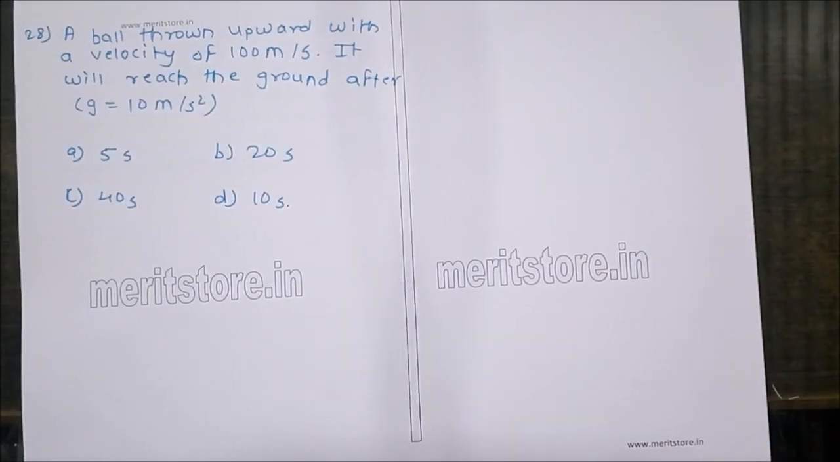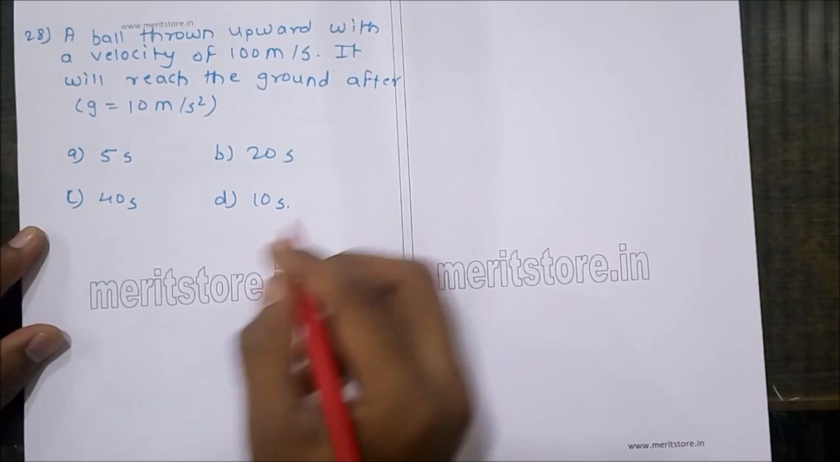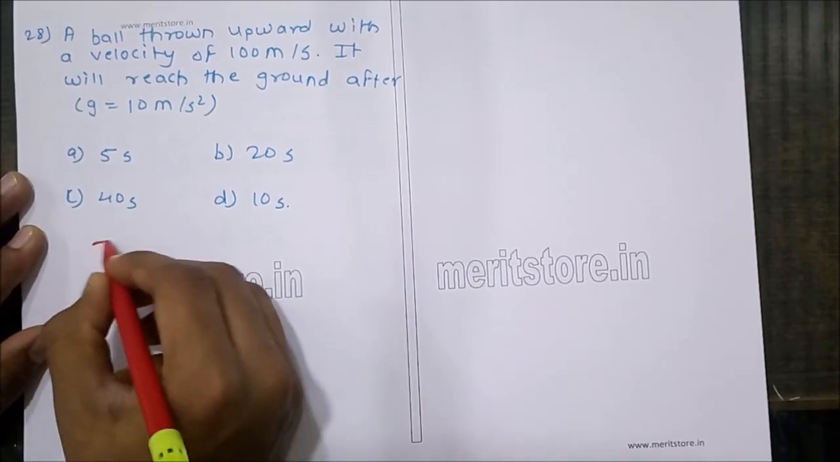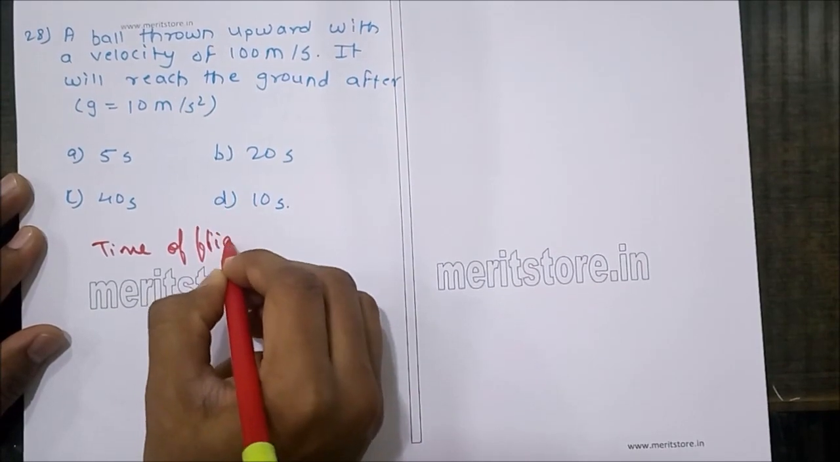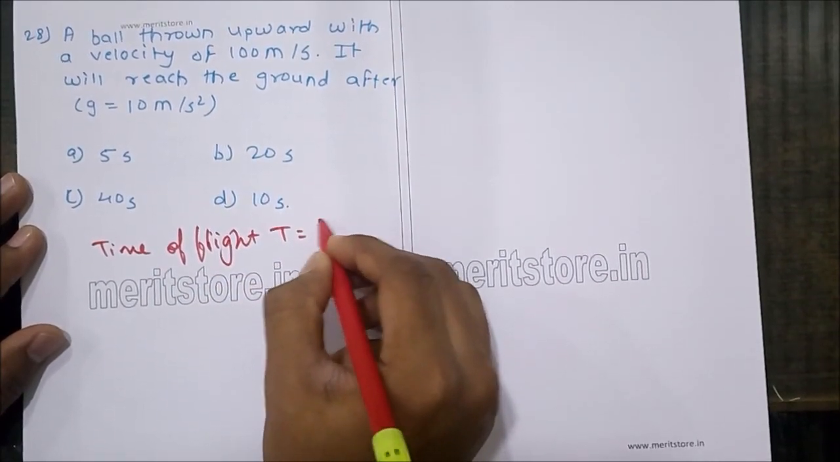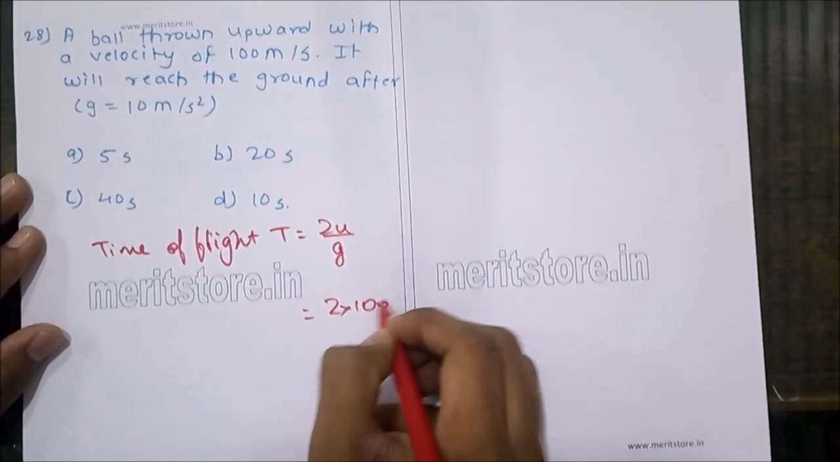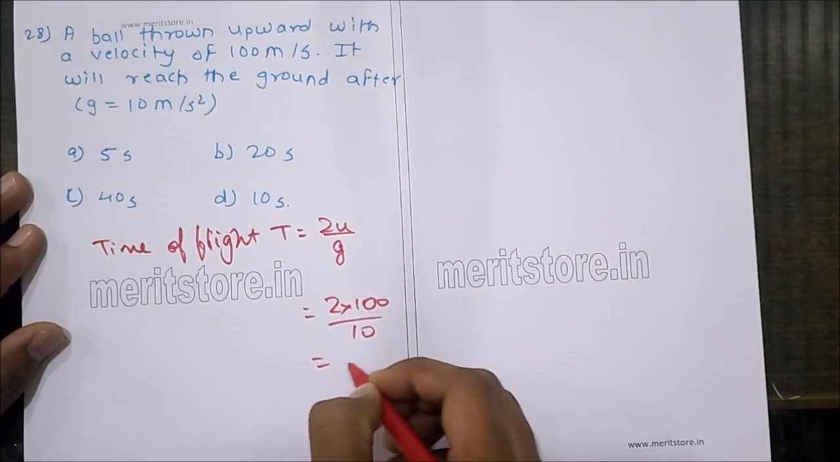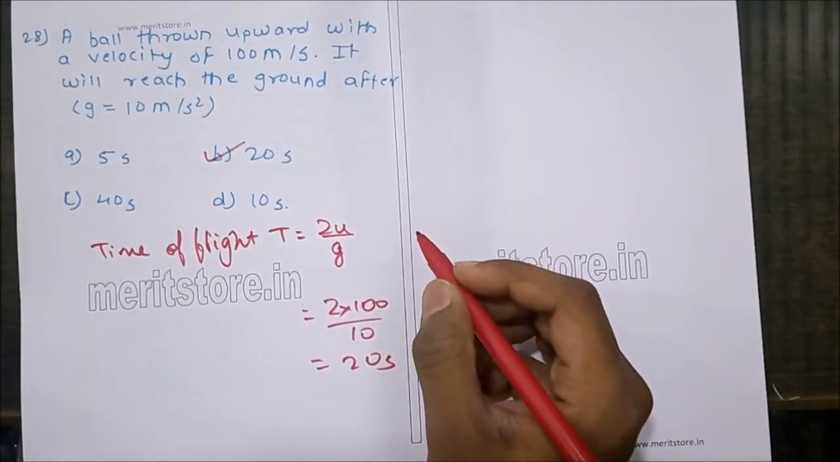A ball is thrown upward with a velocity of 100 meters per second. It will reach the ground after what time? The value of g is given as 10 meters per second square. Now the formula for time of flight is given as 2u by g, which is equal to 2 into 100 by 10. So the answer comes out to be 20 seconds. Hence option B is the correct answer.